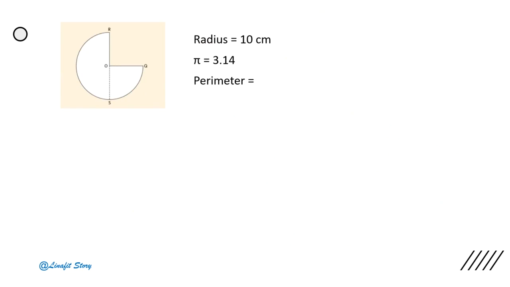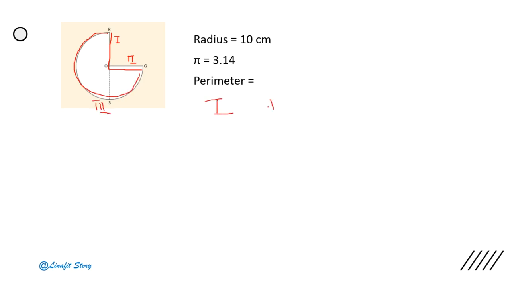How about 3/4 of a circle? The radius is 10 cm. If pi equals 3.14, find its perimeter. So you should find the length of number 1 plus the length of number 2 and the length of number 3.